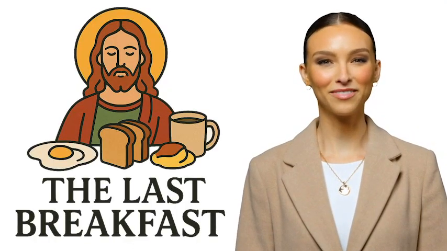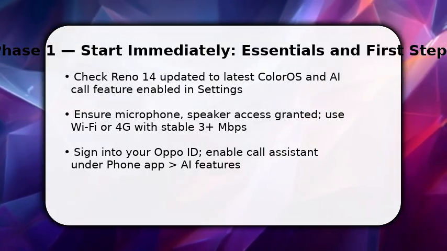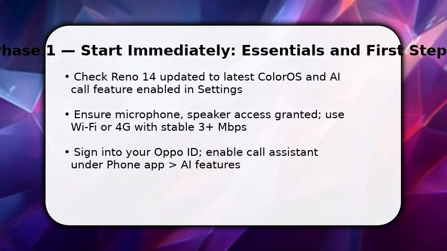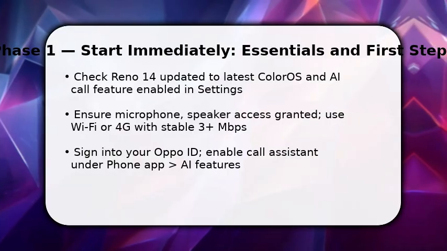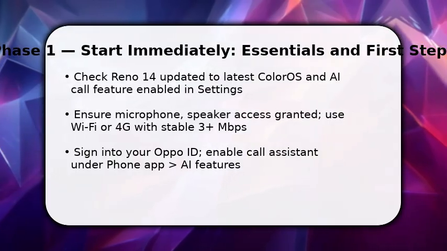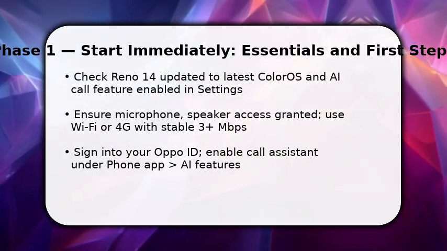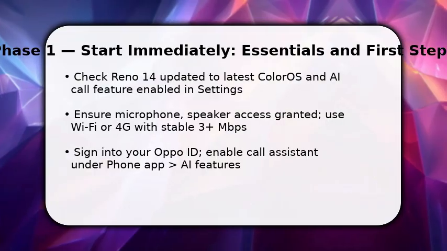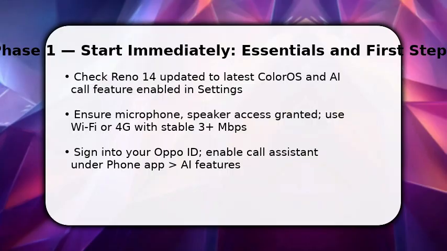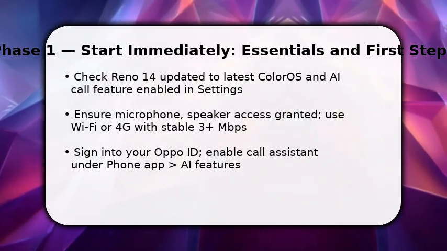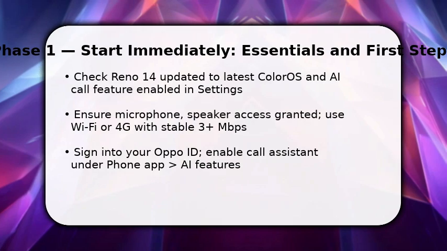Please enjoy the video. You start by preparing your Reno 14. Open Settings and confirm Color OS is updated, then enable the AI call feature in the phone app. Grant microphone and speaker permissions now so the assistant can record and play audio. Make sure you have at least 3 Mbps on Wi-Fi or 4G for reliable transcription. Once done, sign into your Oppo ID and toggle AI Call Assistant on. This avoids permission errors later, and it sets the system-level access the assistant needs to process calls in real time.